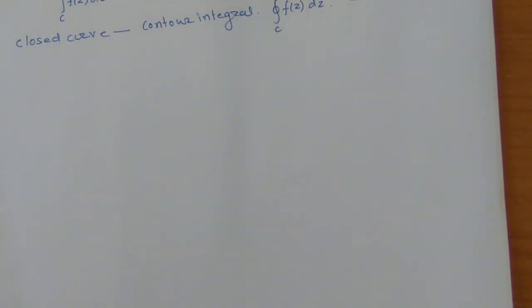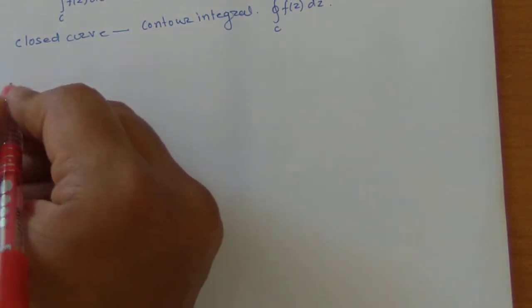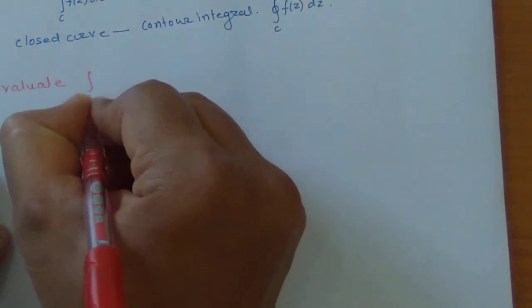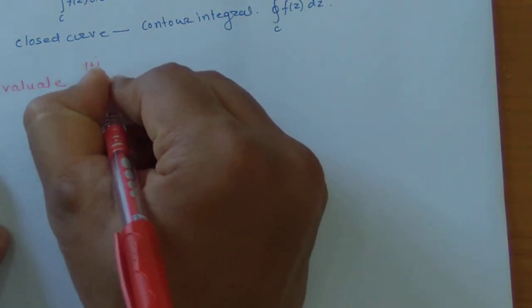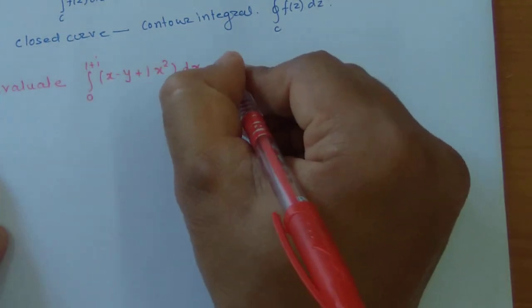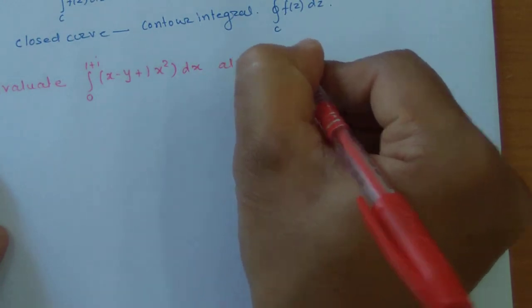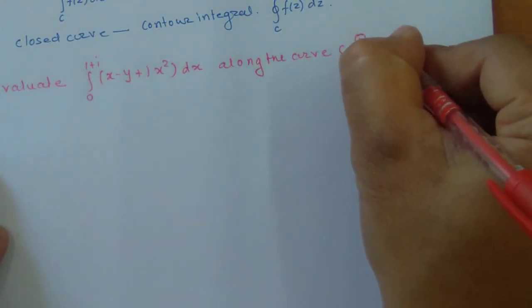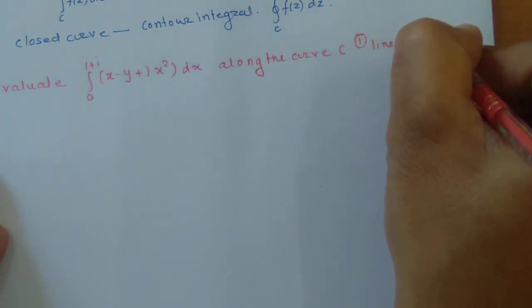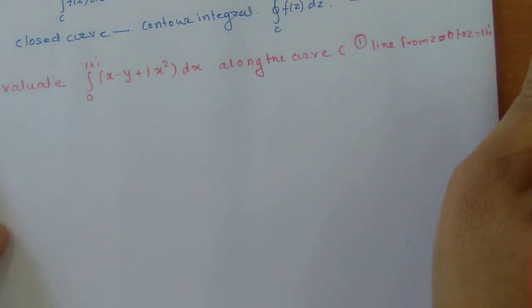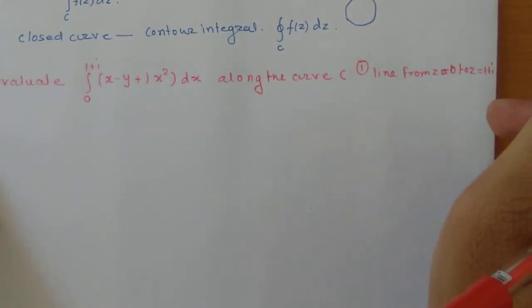Evaluate the integral from 0 to 1 plus i of (x minus y plus i x square) dx along the curve C. The first curve I am going to take is a line from z equal to 0 to z equal to 1 plus i. So I am taking one straight line from the point z equal to 0 to 1 plus i.